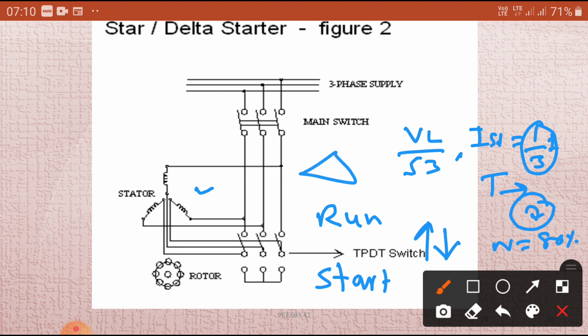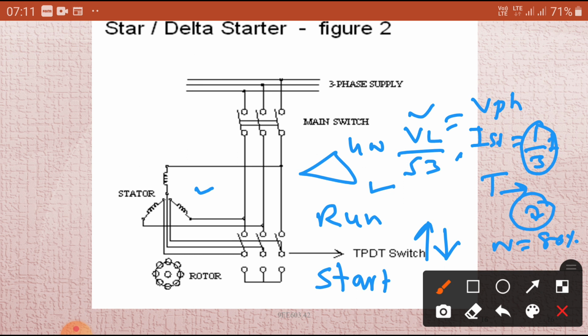In delta fashion, what will happen? Whatever VL is applied is also V phase. That means we are going to give the 400 volts line to our motor winding. So, now the motor is on full line voltage.